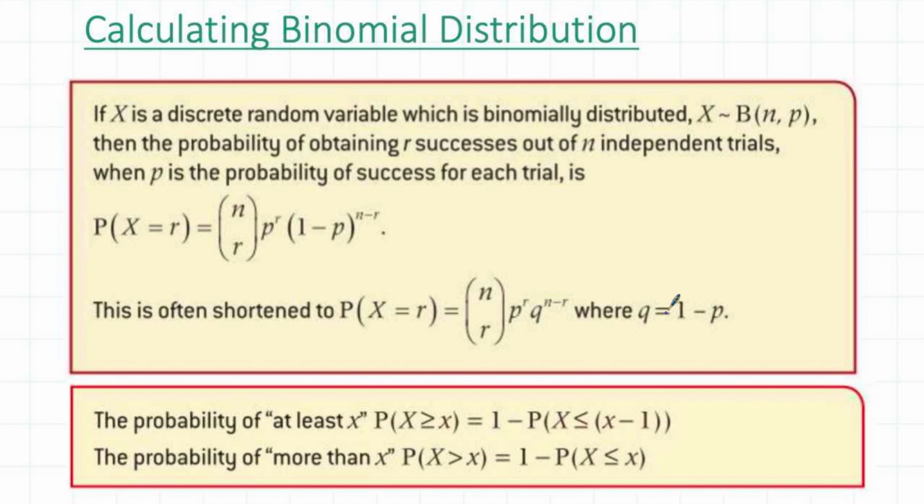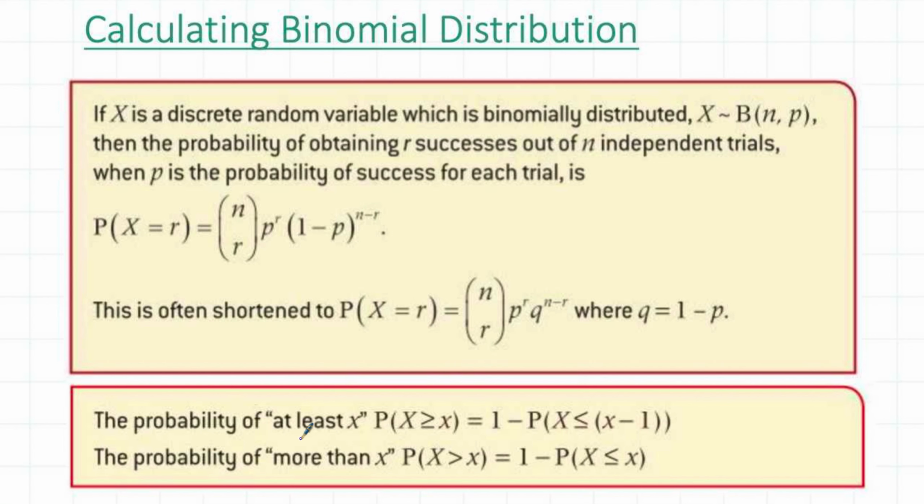Alternatively, we sometimes define the probability of failure as q. So I define it as 1 minus p. And I can shorten the formula to n choose r, p to the power of r, q to the power of n minus r. We then have to be careful with things like at least or more than. Remember, you're dealing with discrete values. Discrete, this is very important.